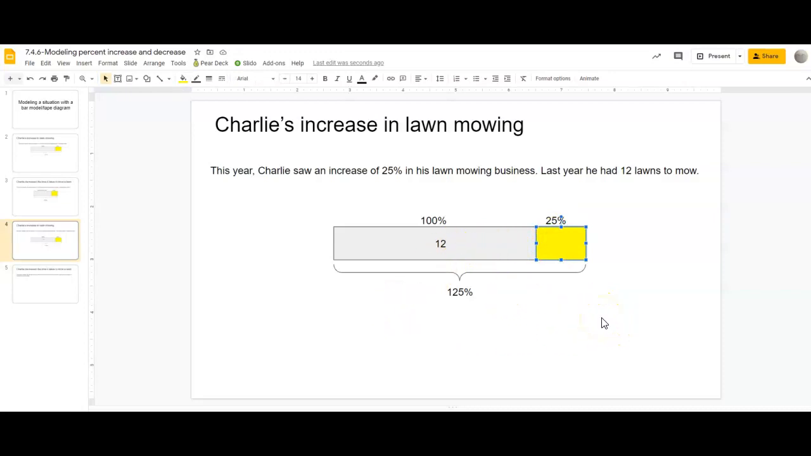25% of a group. 1/4 of a group, right? Which means the 25% right here is 3. So what I'm going to do is set this up here, and we're going to call this 25% of 12. That's what this amount represents.